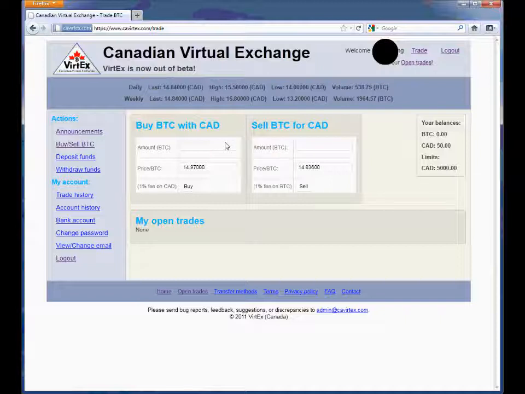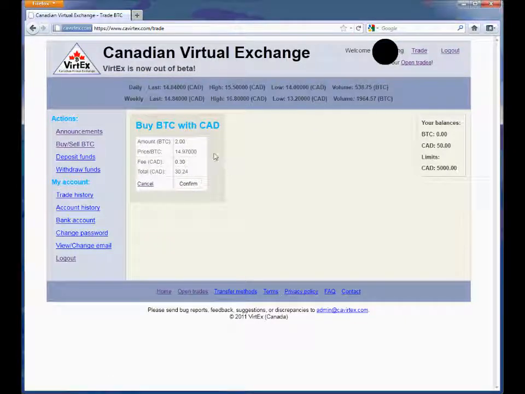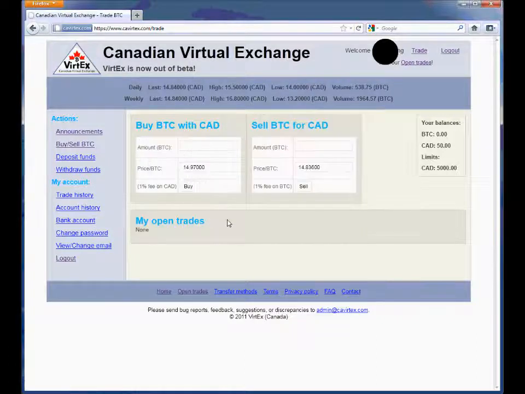Okay, so let's go ahead and buy a Bitcoin. So we are going to press on buy BTC with CAD, and let's say we want to buy 2 Bitcoins. Okay, 2.0 Bitcoins, or simply just 2 Bitcoins. If I go ahead and press the buy button, we can see here the recap of the order, we're buying 2 Bitcoins at a price of $14.97 Canadian per Bitcoin. The fee on that is 30 cents, which is 1% of the transaction value, and the total amount with the fee is $30.24.